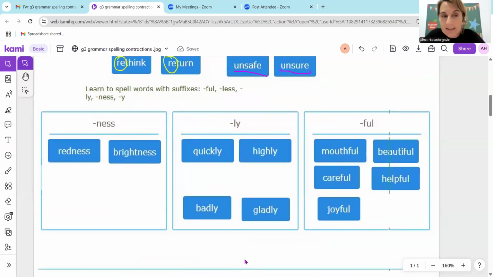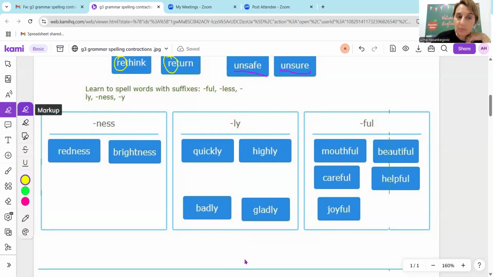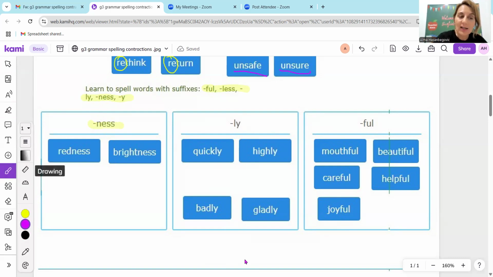Then let's talk about the spelling with suffixes. Once again, remember the prefix comes before the word and the suffix comes after the word. So today we're looking at the suffixes FUL, LESS, LY, NESS, and Y. So let's start with NESS. The word is redness. Red and ness. You put it together, you get redness.